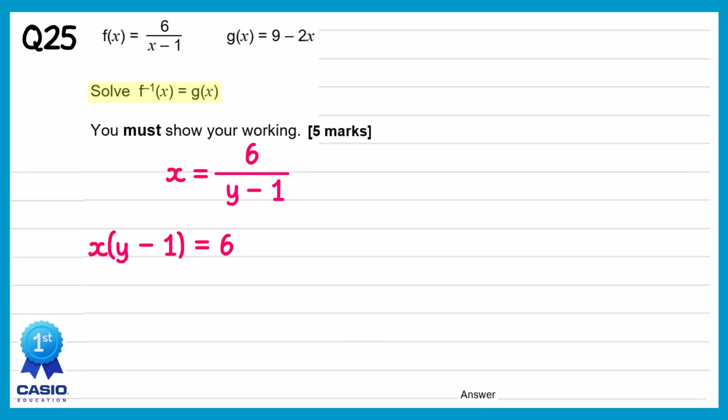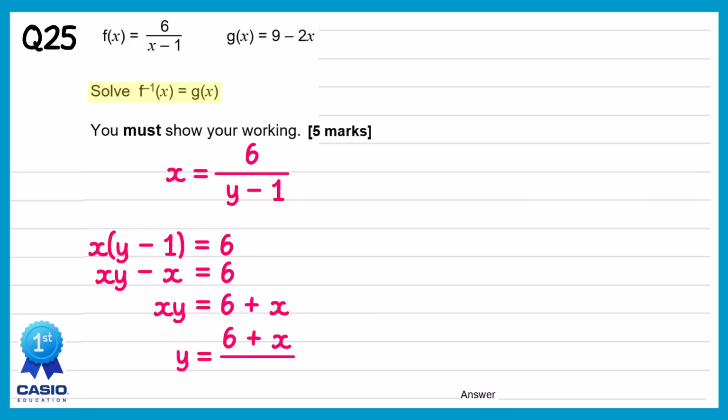On the left-hand side here, we can expand out the brackets. X times y is xy, and x times a negative 1 is negative x. And the right-hand side is 6, of course. Now we can add x to both sides. That'll cancel the negative x on the left to give us xy, and on the right-hand side, 6 plus x. And then we divide both sides by x. On the left-hand side, that'll cancel the x, so we have y, and on the right-hand side, 6 plus x divided by x. We can now replace y with the inverse function, so the inverse function is 6 plus x over x.